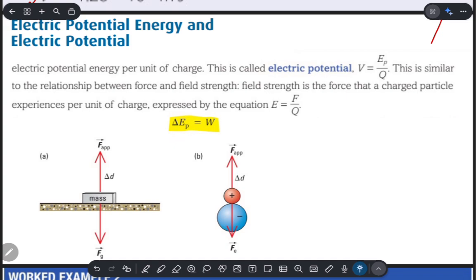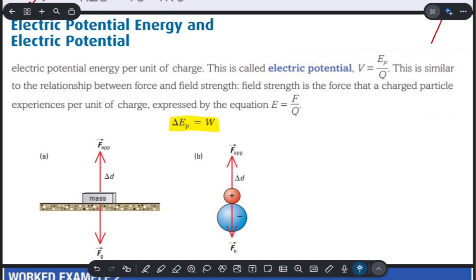That work done is stored in that charge in the form of electric potential energy. So remember, electric potential is the energy per unit charge. If I ask how much energy is required to pull a unit positive charge, that is equal to the electric potential. So the potential is V equals Ep by Q, where Ep is the electrical potential energy and Q is the charge.